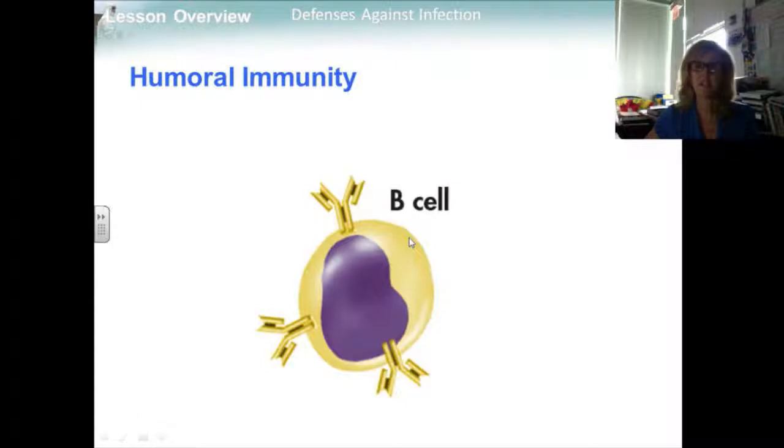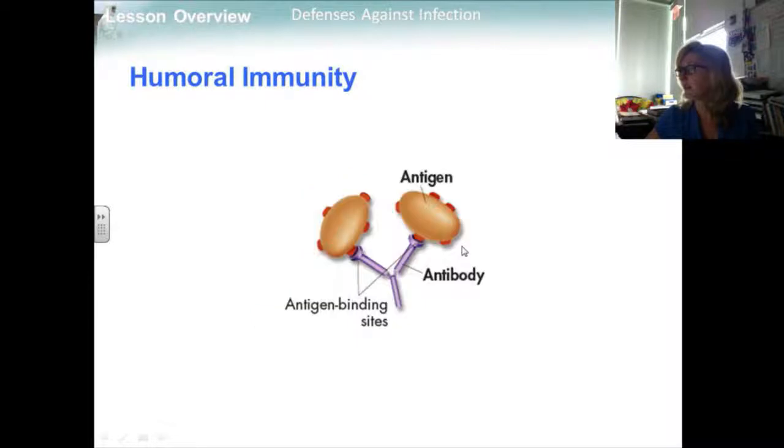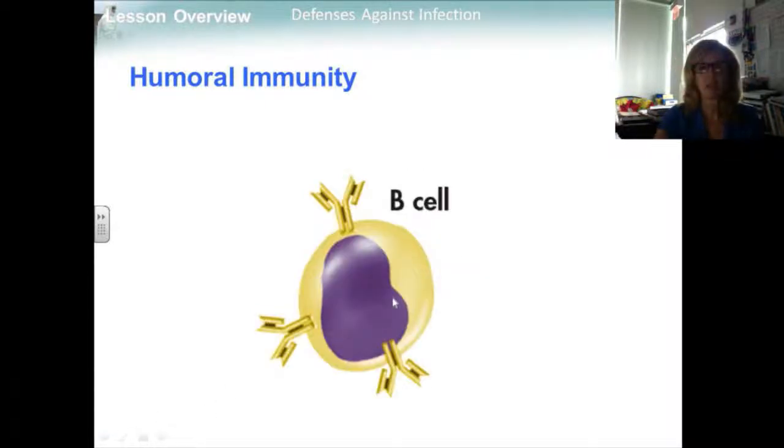When a pathogen invades the body, its antigens are recognized by the antibodies on the surface of a few existing B cells. All right? I'm sorry, I don't want to go that far yet.